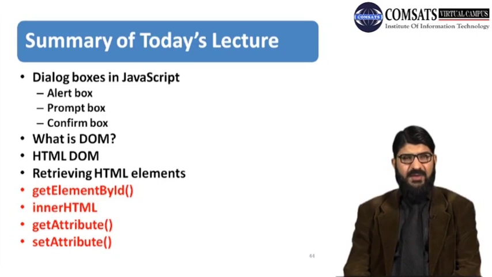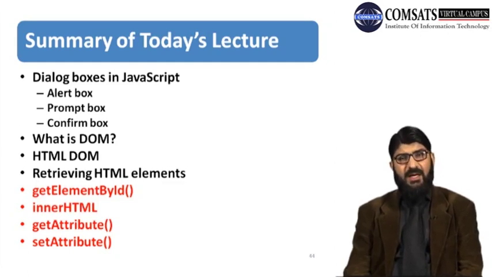The second dialog box that we have discussed is the prompt box. The prompt box is the type through which we can take input from the user, and this is the most common method for taking input from the user, and it will display two options, the OK option and the cancel option. If the user presses the OK button, then the value of the input given by the user will be shown, and if the user presses the cancel button, the return value will be null.